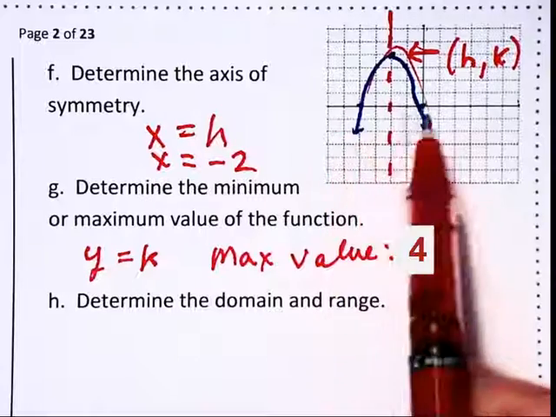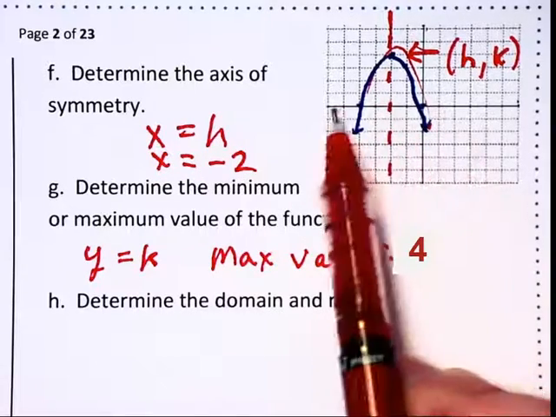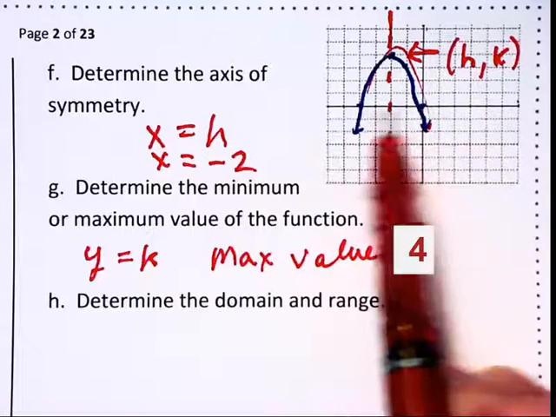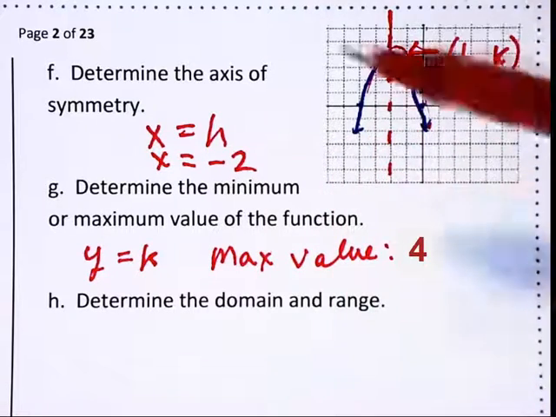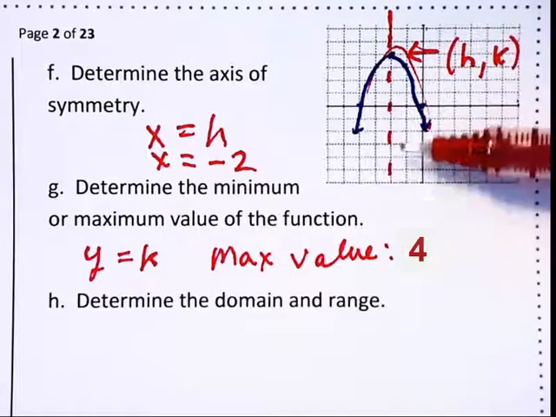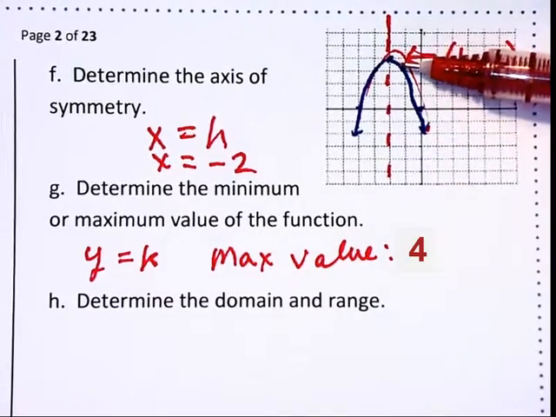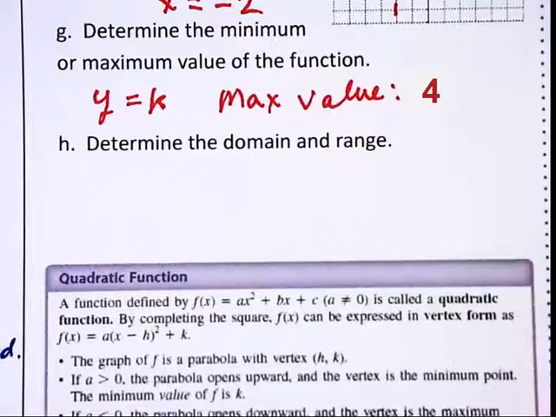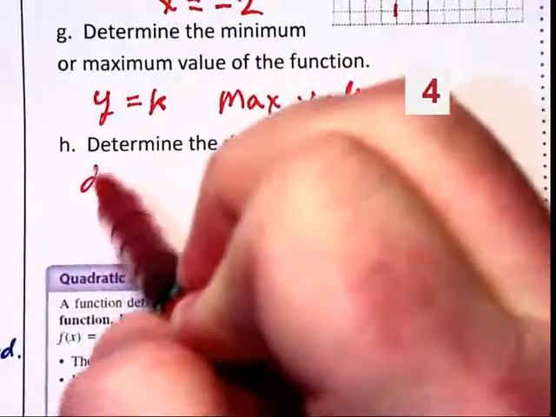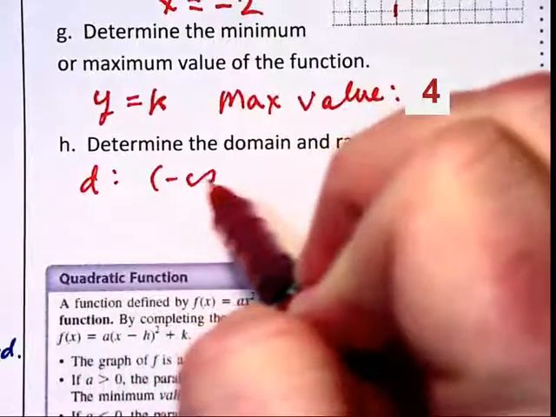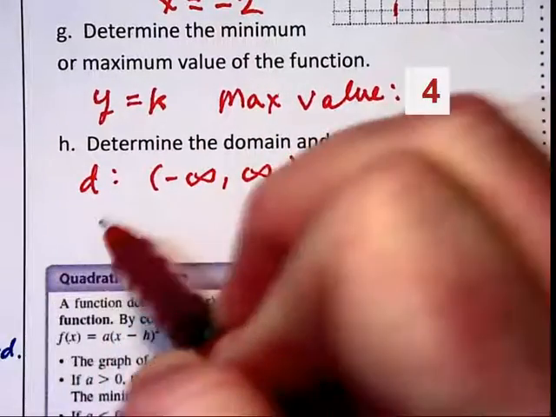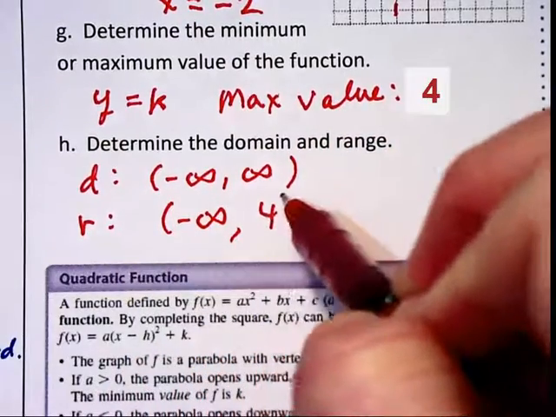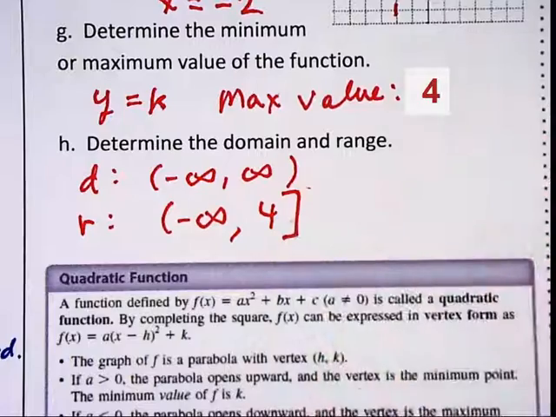To determine the domain of this function, we look at where the graph extends left to right, and we can see that it continues forever left and right. For the range, we notice that it goes down forever, but its maximum value is at 4. This gives us the values we need for identifying the domain and range. The domain will be all real numbers from negative infinity to positive infinity, and the range will be from negative infinity to 4, and we include that 4 on the right-hand endpoint.